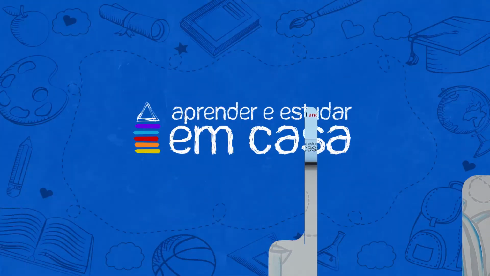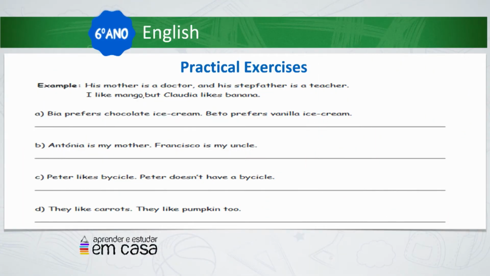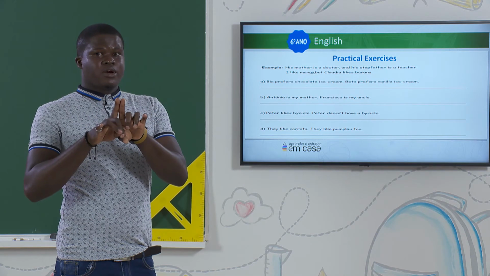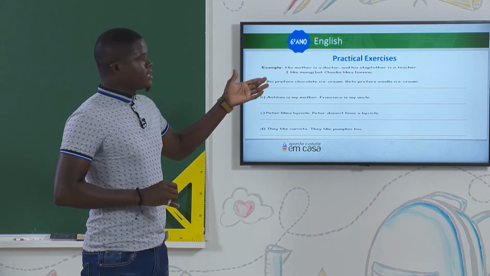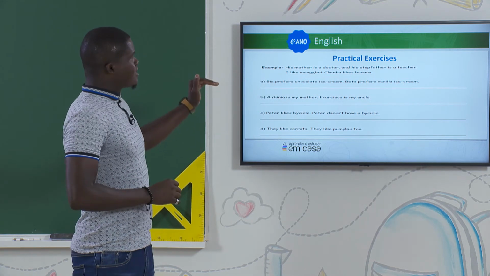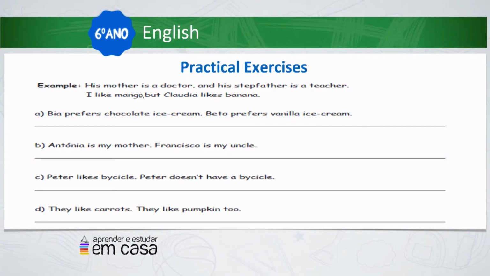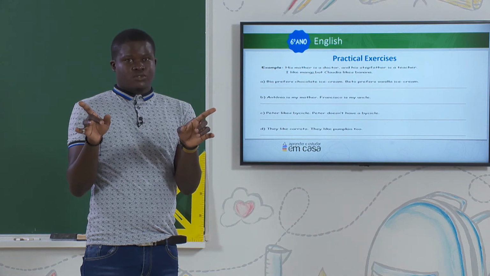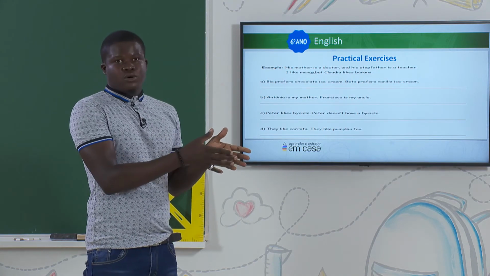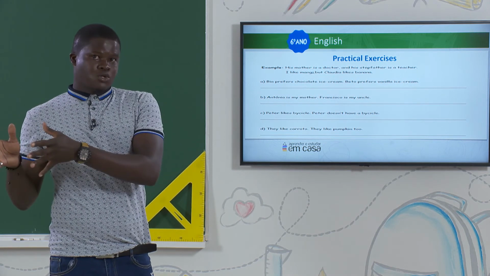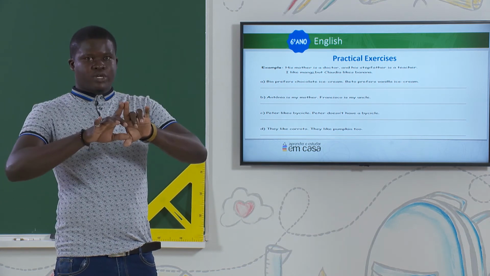Okay? Open your book on page 44 and let's do this exercise. Let's see the first example. His mother is a doctor and his stepfather is a teacher. So here we have similar ideas, so we use and. Okay? And the second example is, I like mango, but Claudia likes banana. So here we have two different ideas. We have someone who likes mango and someone who likes banana. So we use but here to join the two ideas.